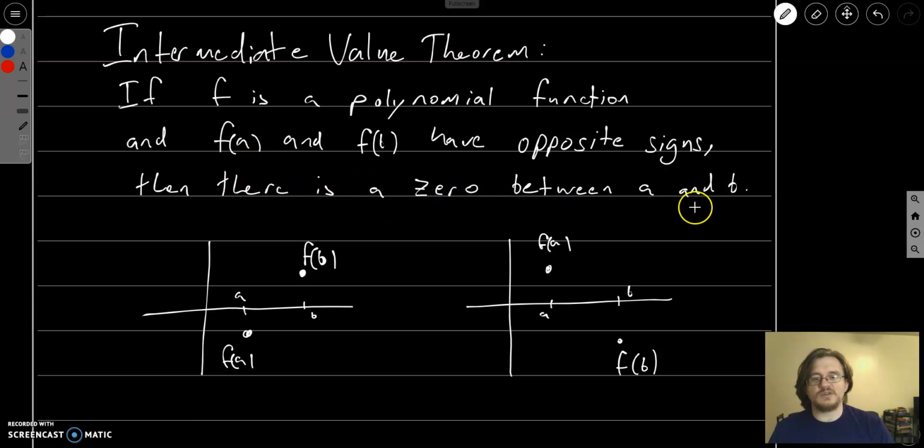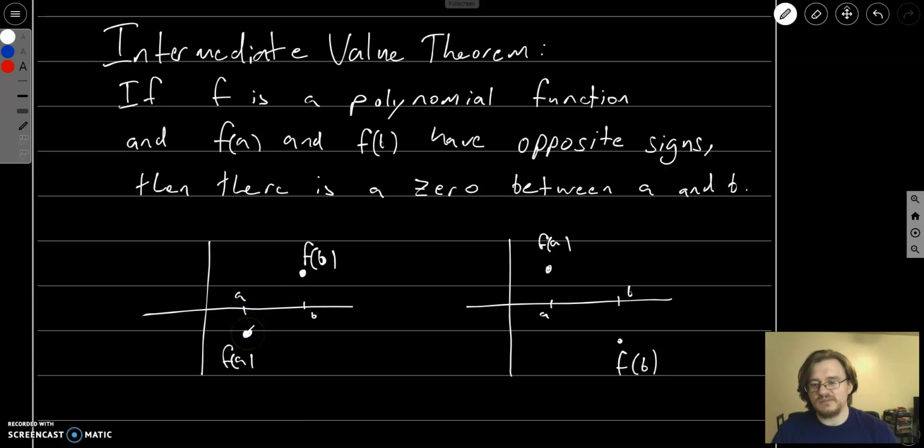There has to be a 0 between a and b. So that's a lot of words to say the following. Let's say that we have a function, and we know that the function hits f of a down here and f of b up there. Since we have a polynomial function and our function is continuous, I have to get from f of a to f of b somehow. How can I do that?